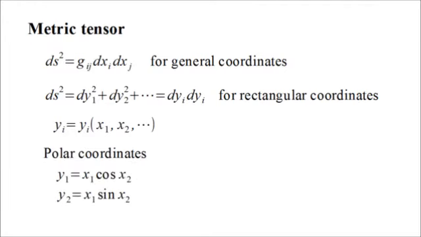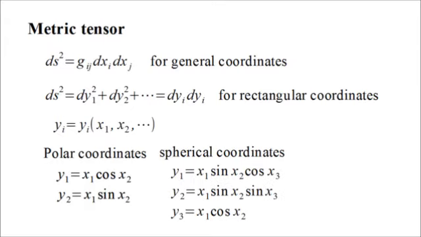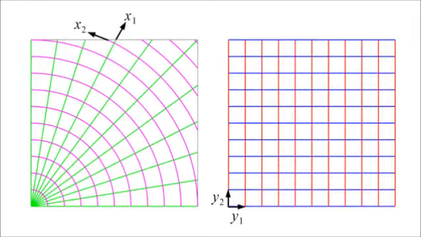So examples would be polar coordinates, where y1 and y2 are x1 cosine and sine of x2, or spherical coordinates, where the three rectangular coordinates of flat space, y1, y2, and y3, are related to a radius x1 and two angles x2 and x3. So for example, here are polar coordinates on the left and rectangular coordinates on the right.